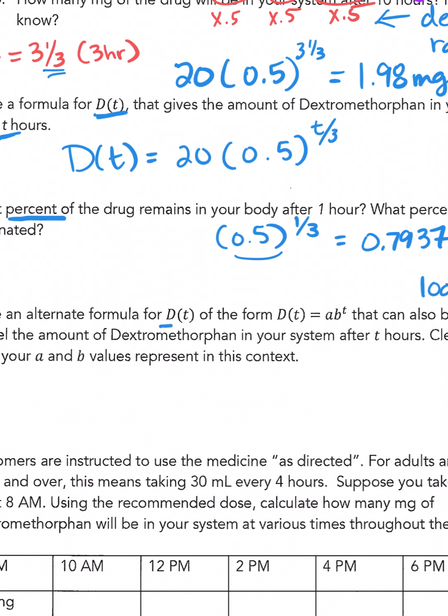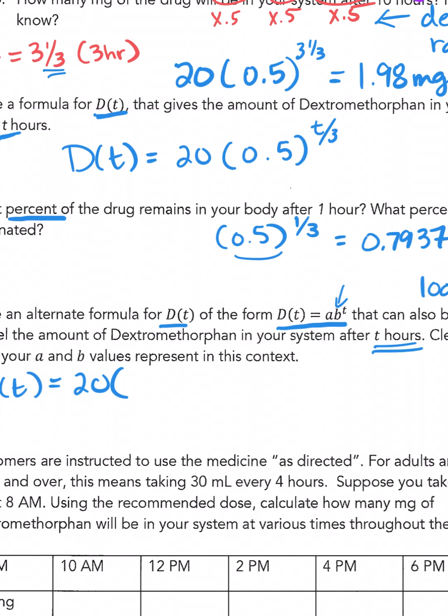So now it says write an alternate formula in the form of A times B to the t that can be used to model the amount of dextromethorphan in your system after t hours. Okay, so d of t, we know we're starting with 20. Now, this is not that, this is the percent left in your system, right? So what percentage is left?